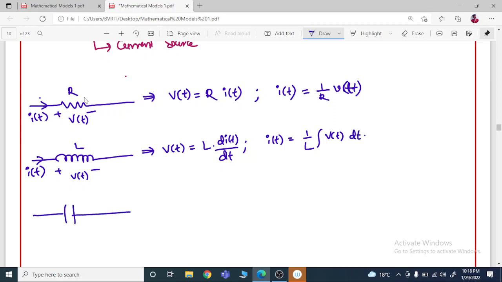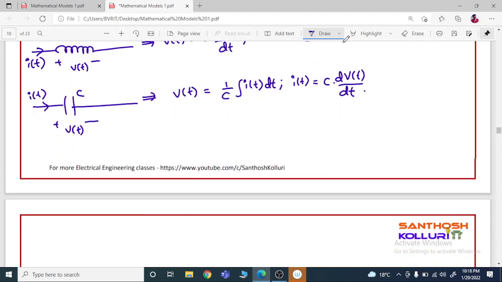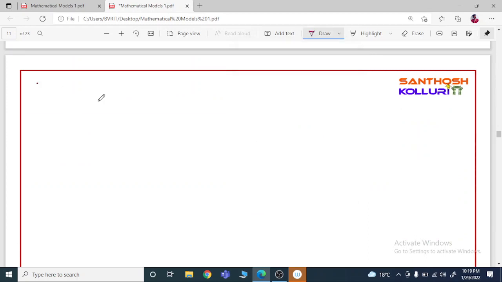And coming to the capacitor, this is I of t, current flowing through the capacitor, and this is V of t, voltage across the capacitor. Then it can be written as V of t is equal to 1 by C integration of I of t dt, and I of t can be written as C into dV of t by dt. So here by using these electrical circuits we can find out the transfer functions. Let us take a circuit to find out the transfer function.